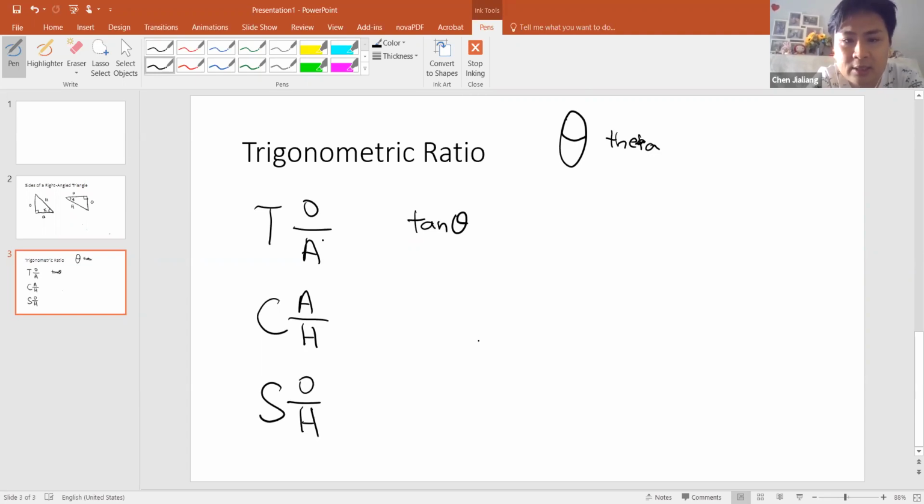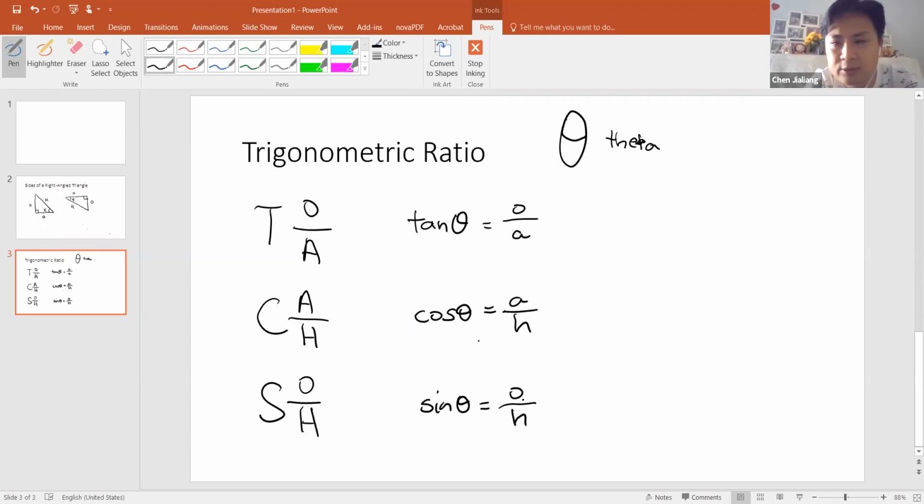So T represents tangent theta. Tangent theta equals opposite over adjacent. So this is the formula, right? Same thing for ka, so what is it? Cosine. Cosine theta equals adjacent over hypotenuse. So this is the formula for cosine, right? And then lastly, the sine formula. Sine theta equals opposite over hypotenuse. So this is the formula for sine theta. Are you clear about this?